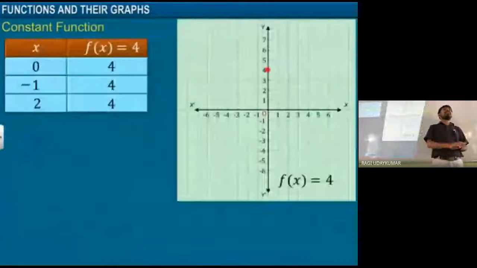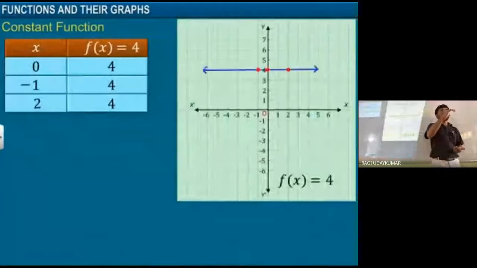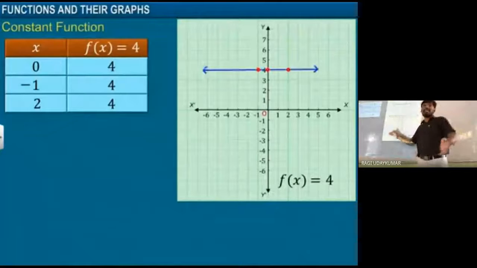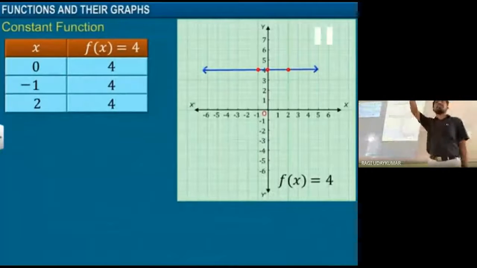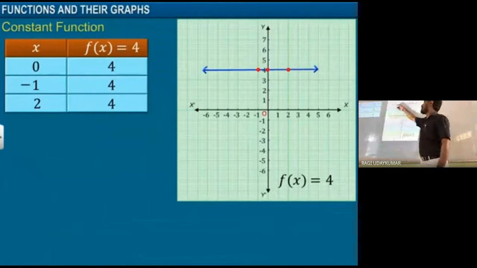And whenever you observe the graph of a constant function, it is a line parallel to the x-axis. Please observe this point. It is parallel to the x-axis. For 4, it passes through 4. If f of x equal to 2 is given, then it passes through 2.